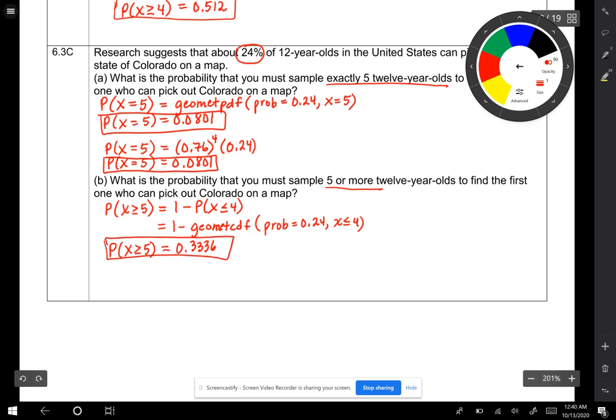And for tonight's work, you'll be doing some practice problems that will help you differentiate between binomial and geometric. So hopefully you have a better understanding of those two types of distributions. That's all the notes for today. Have a great day, stat students.